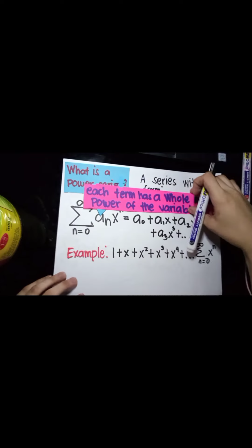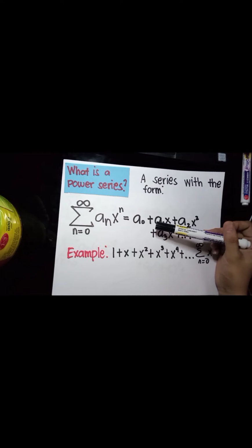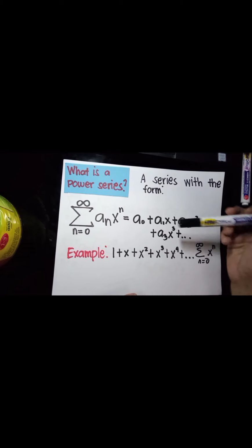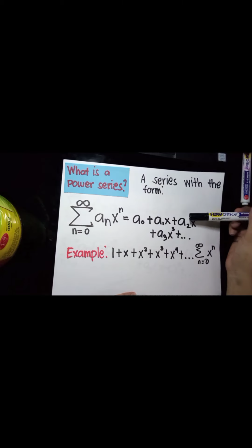For example, a sub 0 is the constant term, the coefficient for the x to the 0 term, a sub 1 is the coefficient of the x term, a sub 2 is for the x squared term, and a sub 3 for the x cubed term, and so on.